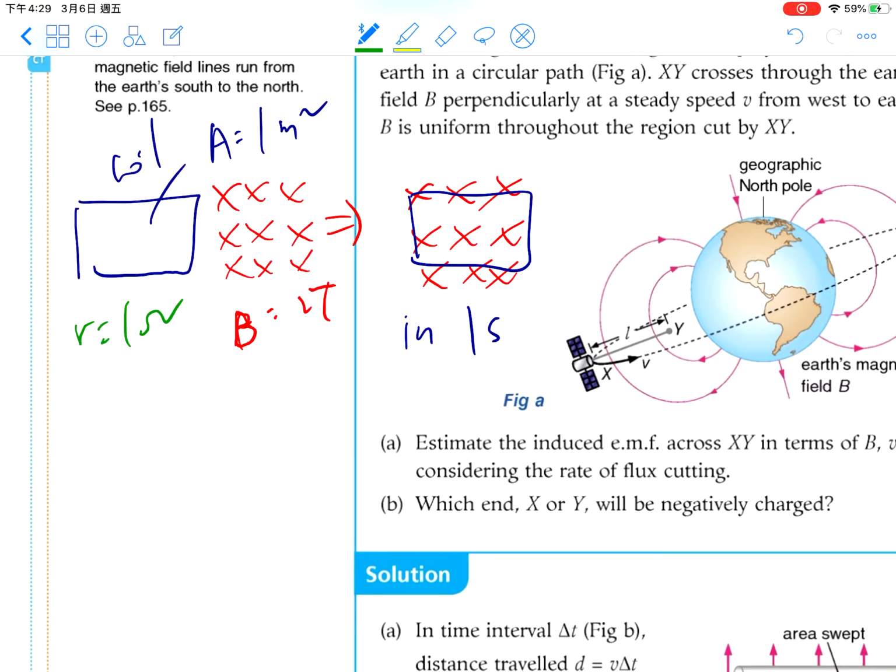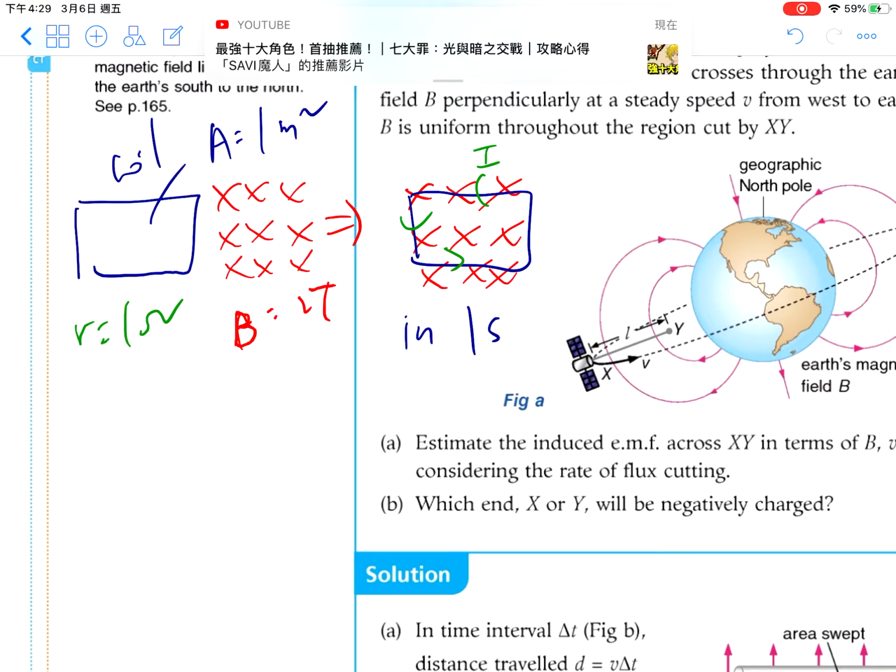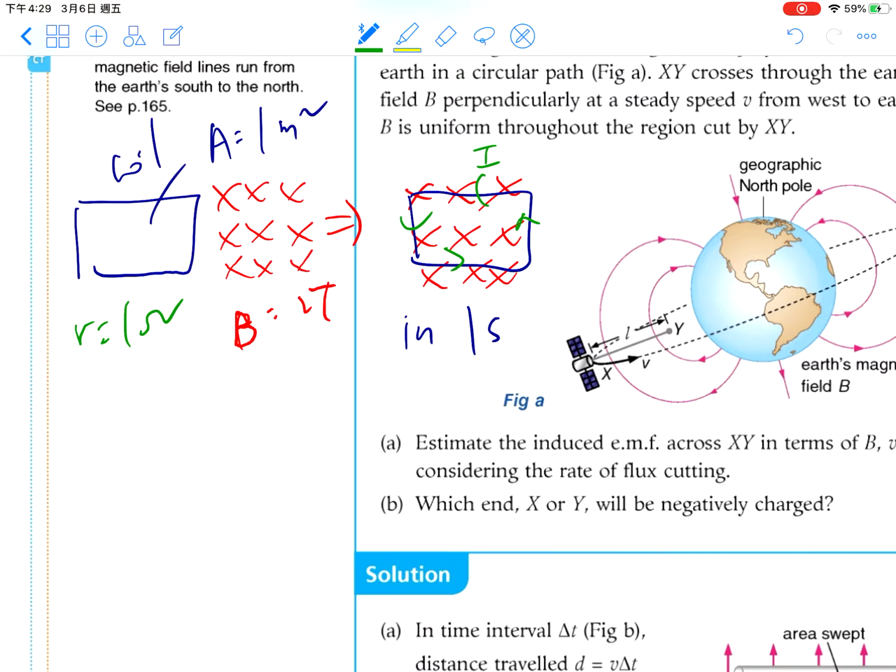So in this case, you have learned this in chapter 5.1, the current will flow in anti-clockwise direction. Do you agree? Anti-clockwise direction, because you can create an out of paper B field to oppose the incoming of the magnetic field.